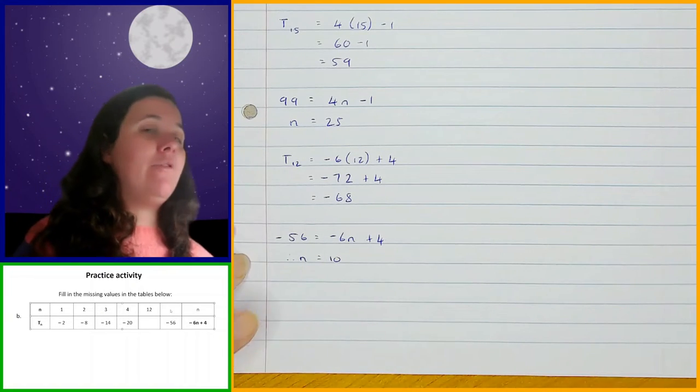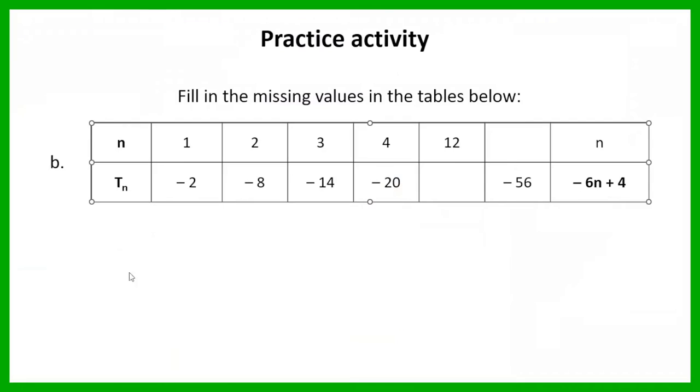So in my table over here, I would have for my 12th term, it's equal to negative 68. And for this term over here, it must be the 10th term that would give me negative 56.